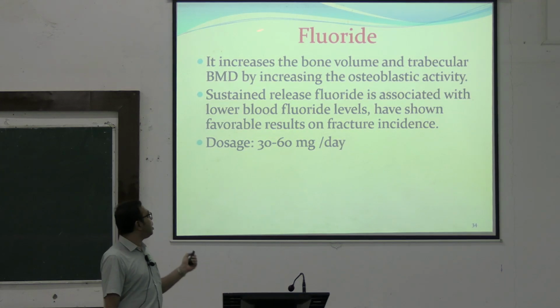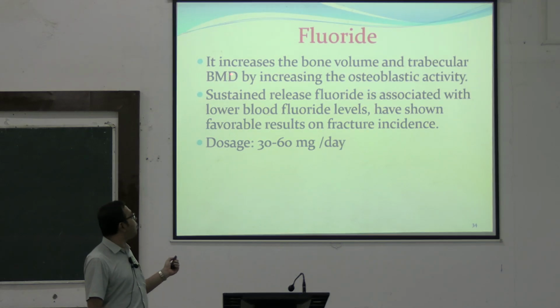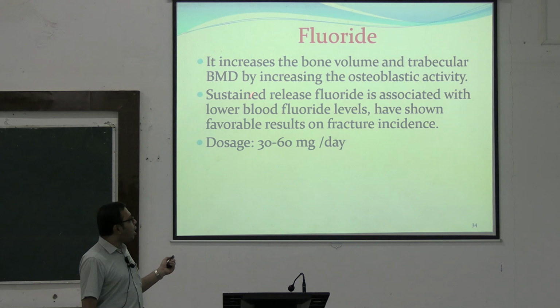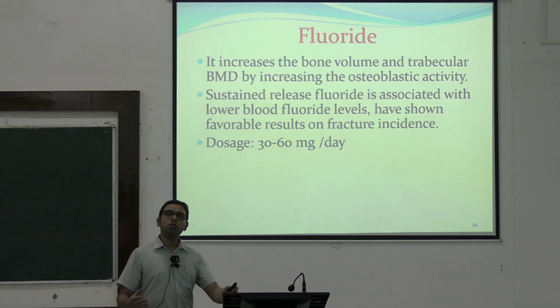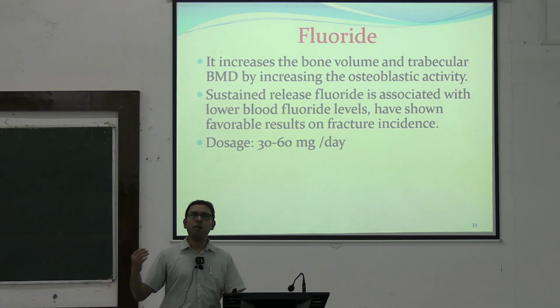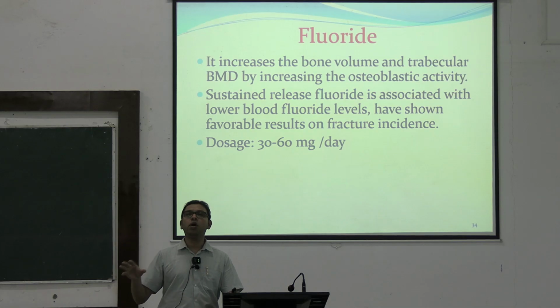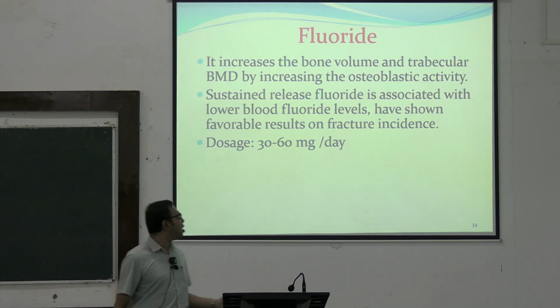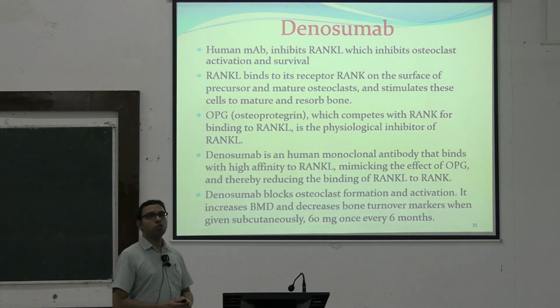Fluoride, again, increases the bone volume and trabecular bone mineral density by increasing the osteoblastic activity. Sustained release fluoride is associated with lower blood fluoride level, but it has shown a favorable effect on fracture incidence. Again, it is used as a third line or fourth line agent if the patient does not respond to standard therapies. Now coming to Denosumab.